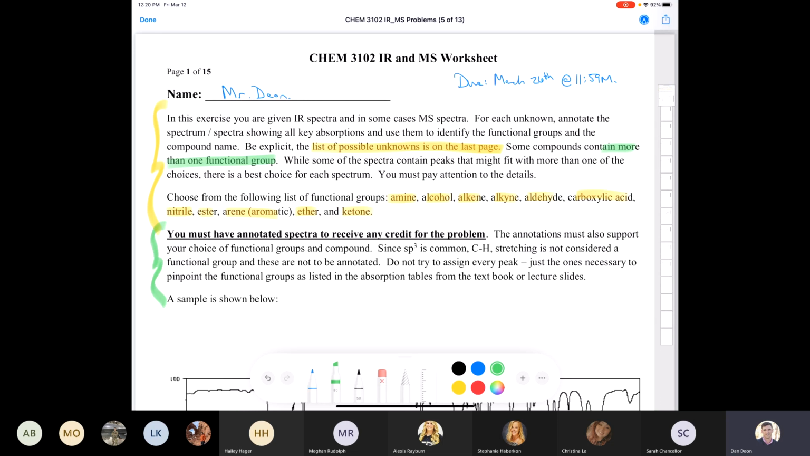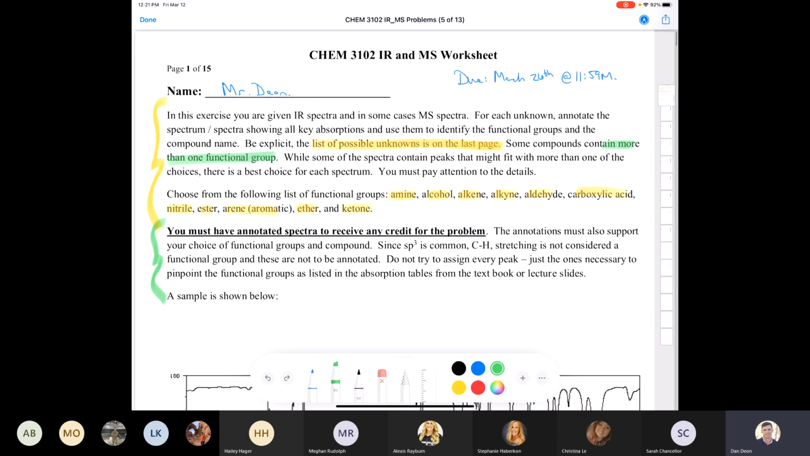Also, you have to properly annotate the spectrum to receive any credit. If you just write down the name of the compound, that will not suffice as answering the question. You have to show that you understand what is going on and that you're able to annotate. For example, it says that since you have sp3 hybridized carbon-hydrogen stretching, you don't include that. But if you had sp2 or sp hybridized carbon-hydrogen stretching, you would include that.